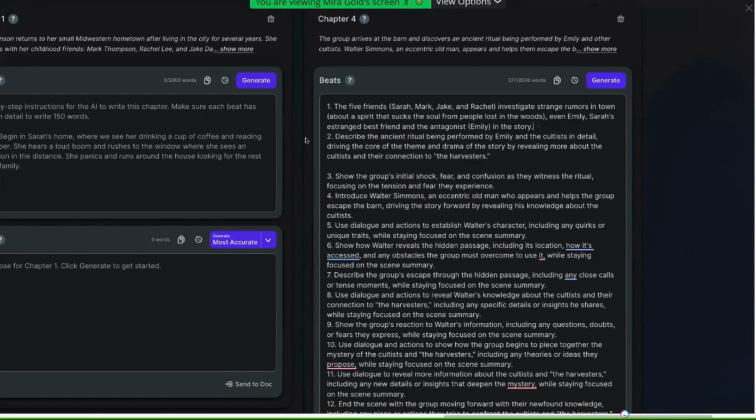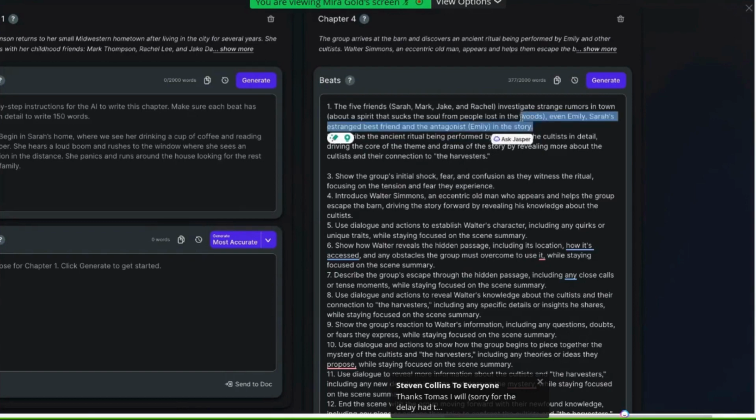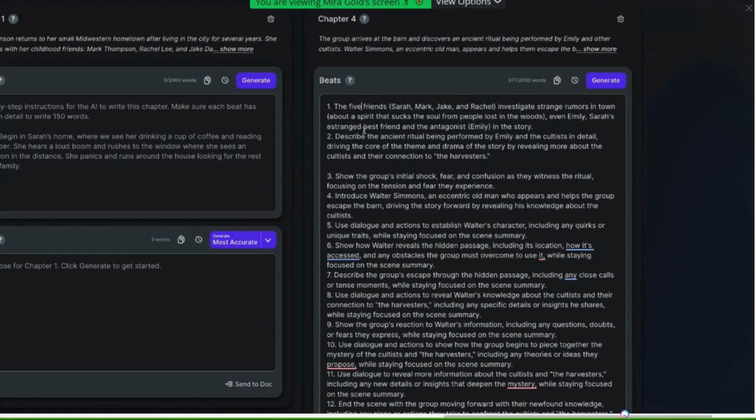So now take a look at what this says. Describe the ancient ritual being performed by Emily and the cultists. So what is Emily doing here in beat 2? She's participating. So if she's participating, how can she be up here having a conversation? So pay attention to the chronological order of your beats. So that means that it's no longer 5 friends, there are 4.